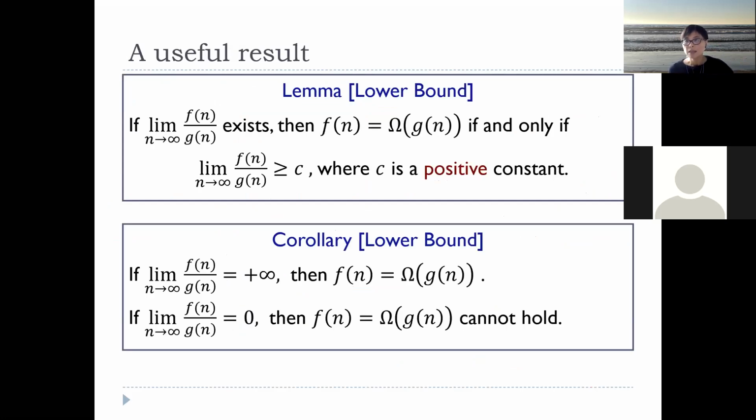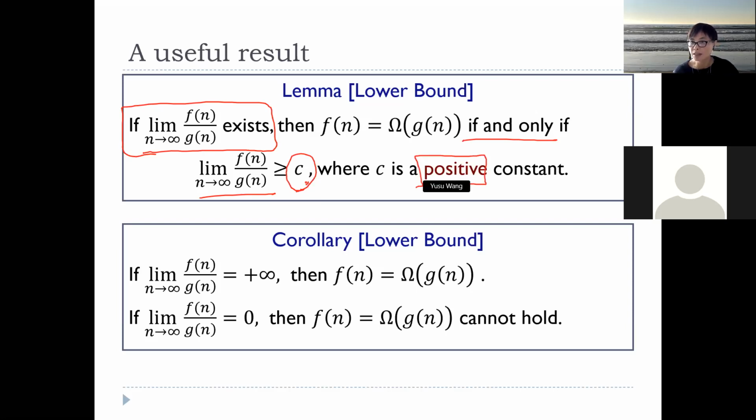Now, in practice, when we try to figure out the relations, again, the same limit trick is very helpful. So an equivalent definition of big omega notation is that if this limit exists, then f of n is bounded from below by g of n, namely f of n is in the big omega of g of n, if and only if this limit is bigger than some positive constant. This is very important, that here it has to be a positive constant.